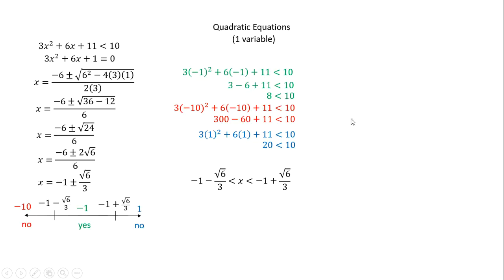So have you try a couple of these? They probably won't be quite like this one, but it's a possibility. So try this. X squared minus 14 is greater than or equal to 2. How are you going to solve that? And don't do it by graphing. Do it algebraically.